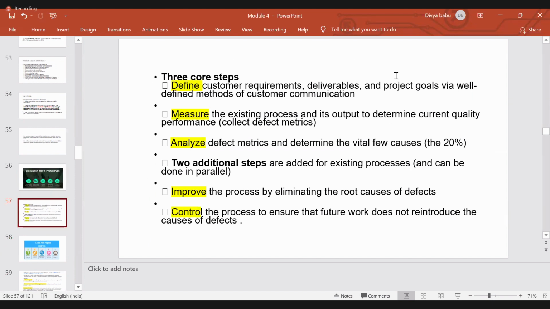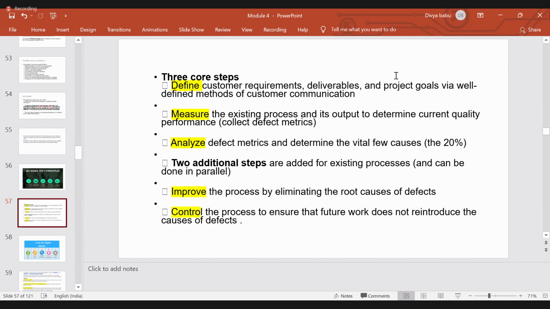Just remember these 5 points. Define, measure, analysis, improve, control. Define requirements. Define deliverables. Define the project goal before you start the project development or at the time of customer communication. And measure the existing process and output to determine current quality performance. You need to measure the existing product process.